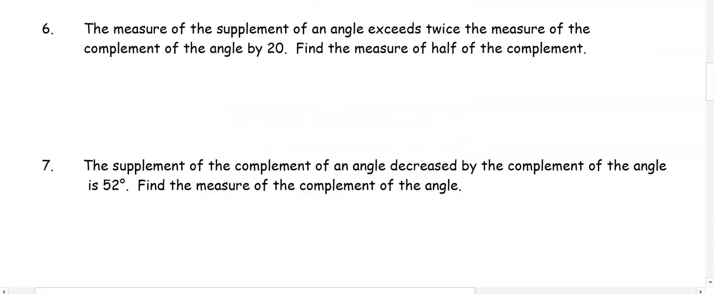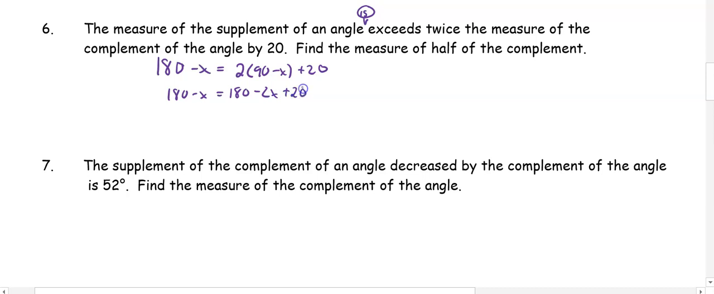Number 6, the measure of the supplement exceeds twice the measure of the complement by 20. So where we see this exceeds, we're going to put our is in, because this is where our equal sign goes. So the measure of the supplement is 180 minus x. And then it exceeds twice the complement by 20. So we have 2 times the complement, and then by exceeding, we are adding 20 to that. So we get 180 minus x is equal to 180 minus 2x plus 20. As we combine like terms, the 180s cancel out, so we're left with x equals 20.